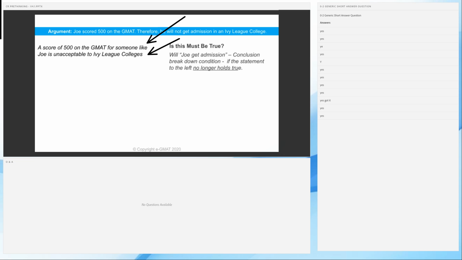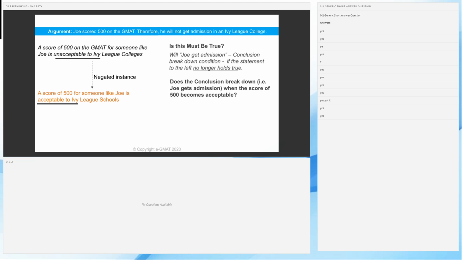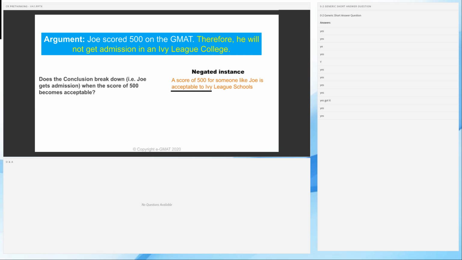Now, listen to this carefully. When you say that a certain statement is no longer true, or no longer necessarily true, what you're also saying is that its negated instance is necessarily true. And I'm going to explain this. When you say this statement is not must be true, what you're really saying is that this statement, a score of 500 for someone like Joe is acceptable to Ivy League colleges. Now, when this statement becomes true, what happens to our conclusion?